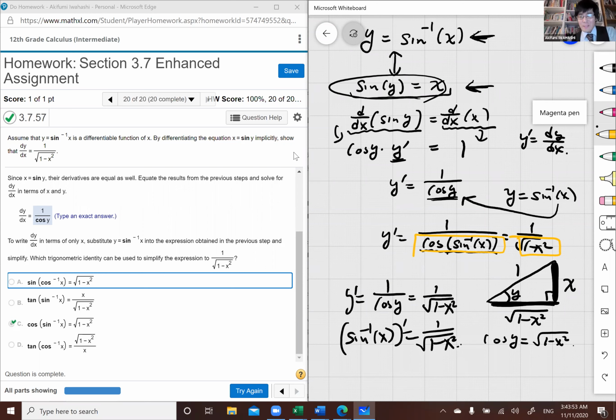So that's the complete explanation for this section. And the next time I'm going to cover section 3.8.